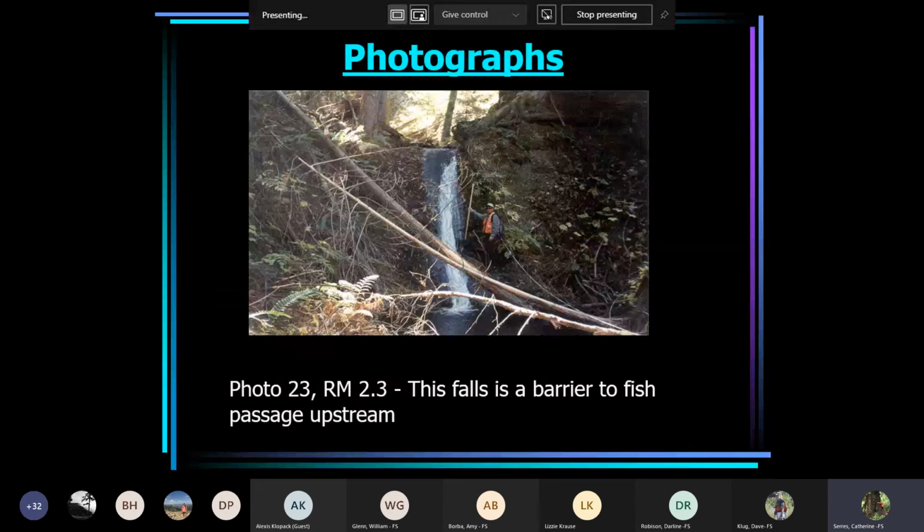Again, photos. This one says it's a barrier to fish passage upstream. There's somebody standing in the photo. It's good to have a reference, somebody with a staff in his hand. So it just gives you an idea. You can actually see the extent of that waterfall. I mean, it's not a very big waterfall, but there's somebody in there to be a guide.